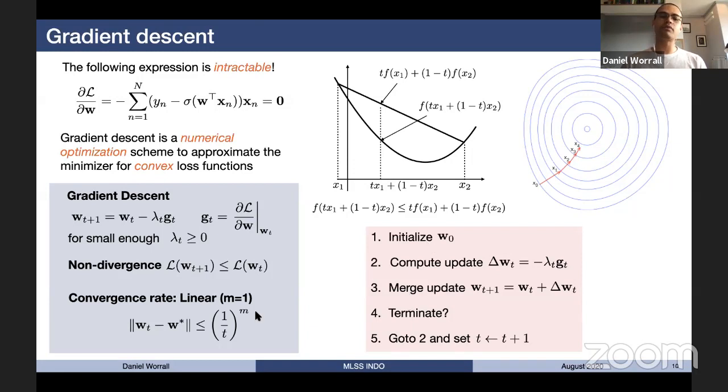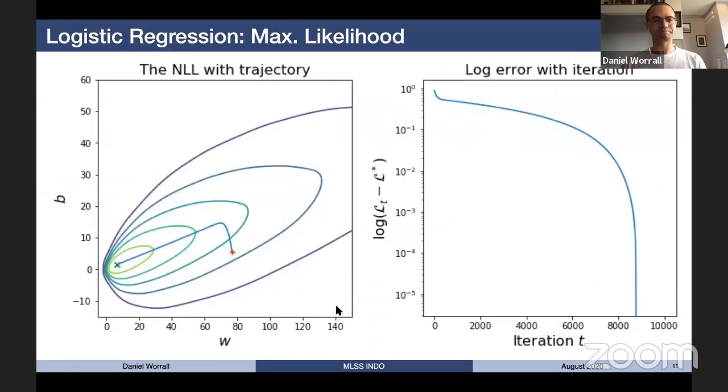And this is known to have what's called a linear convergence rate. The convergence rate basically measures how quickly we go down the surface. And linear just means that we decrease the log loss linearly, actually, in time. But it follows this expression here.